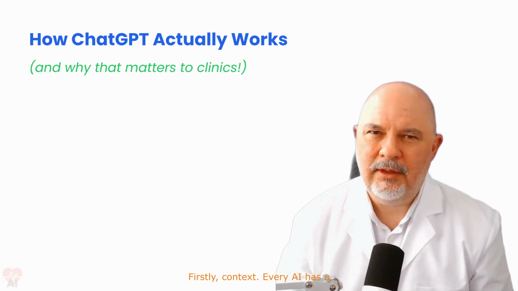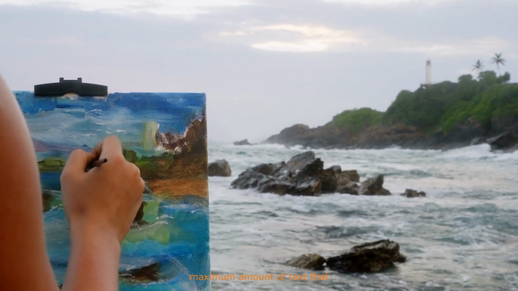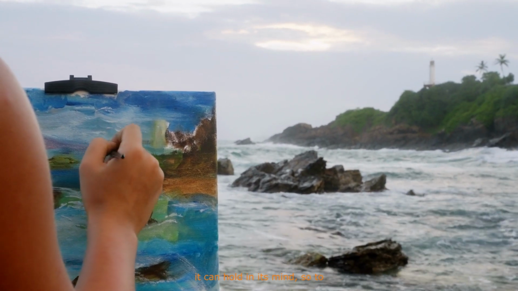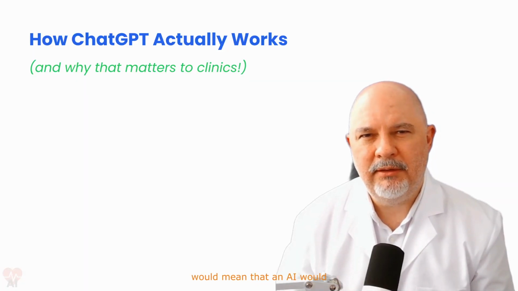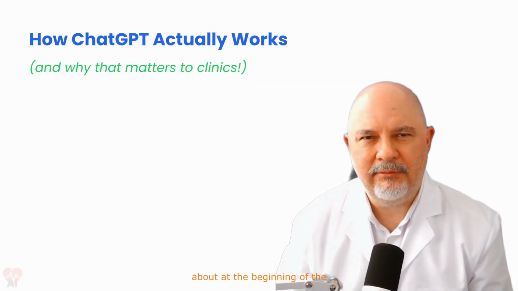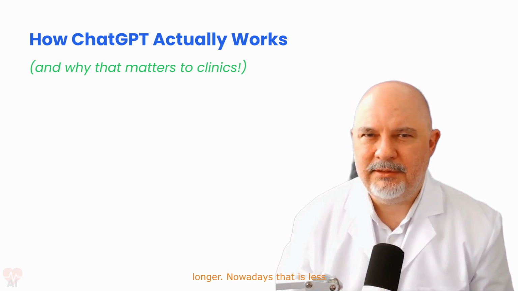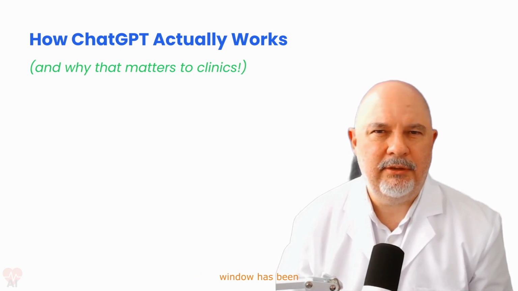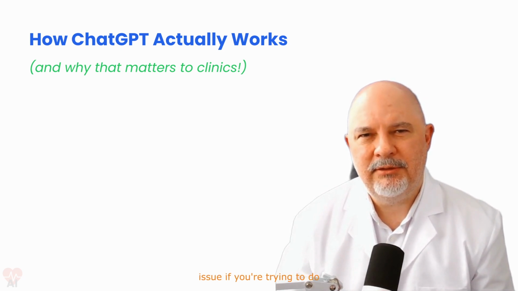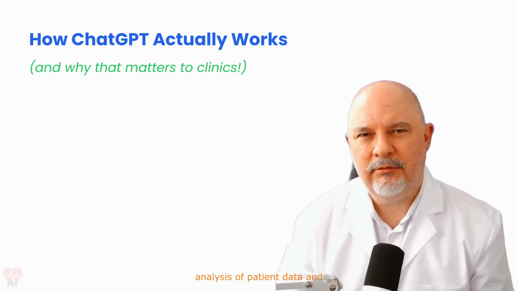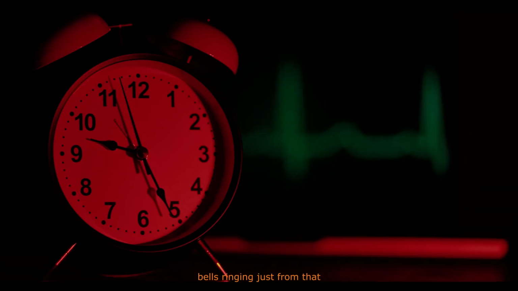Firstly, context. Every AI has a context window. That's the maximum amount of text that it can hold in its mind, so to speak, at any one given time. This used to be quite small, so it would mean that an AI would forget what it was talking about at the beginning of the conversation as the conversation thread gets longer. Nowadays, that is less of a problem because the context window has been significantly expanded for most models. It could potentially be an issue if you're trying to do analysis of patient data, and you should have some alarm bells ringing just from that phrase.